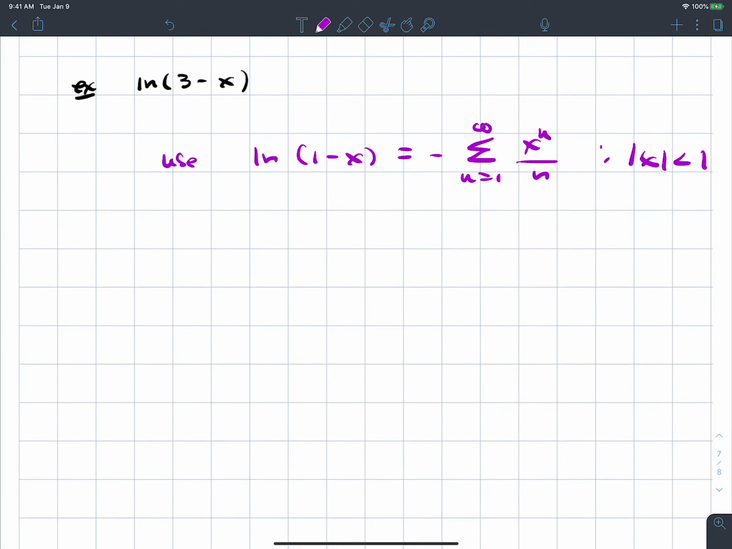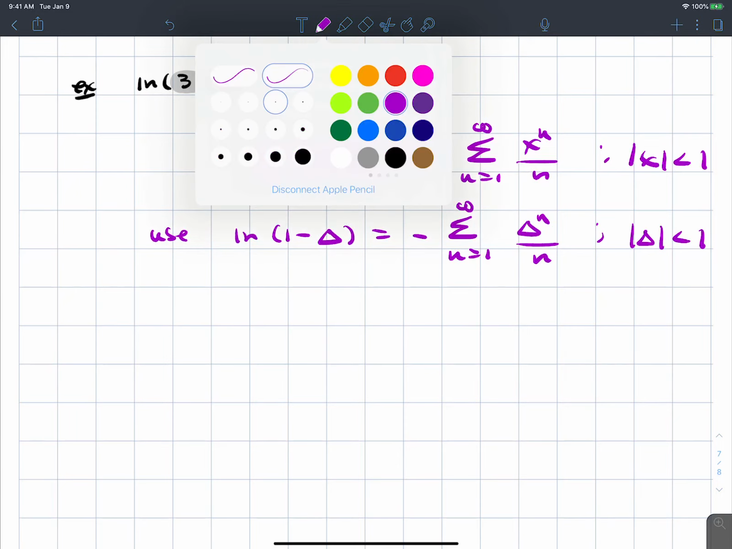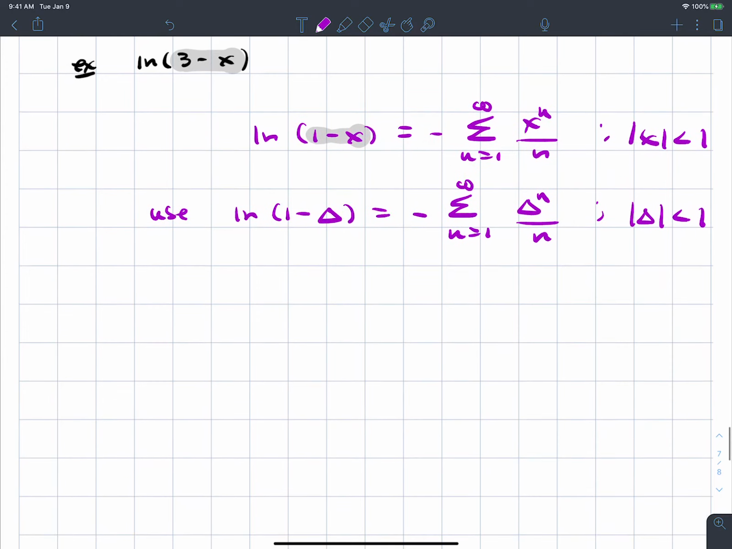So we just showed where this came from. We're actually going to use natural log 1 minus, change that x to a triangle, triangle to the nth power over n, where the absolute value of the triangle has to be smaller than 1. So I'm going to have to consider, how do I write 3 minus x as really 1 minus something? Looks like we're going to factor out a what?